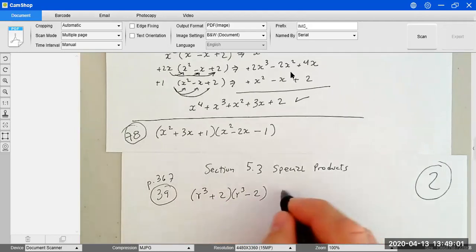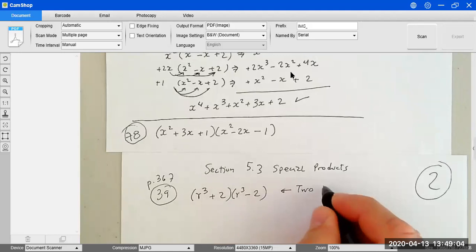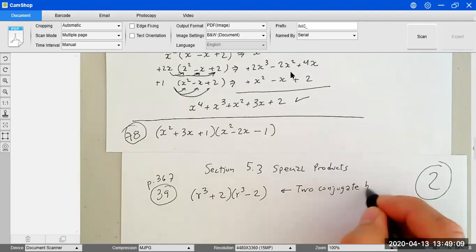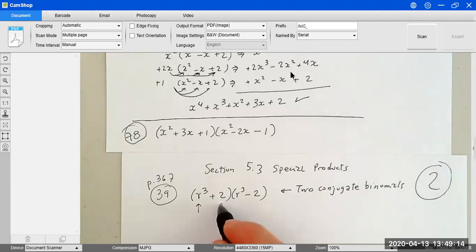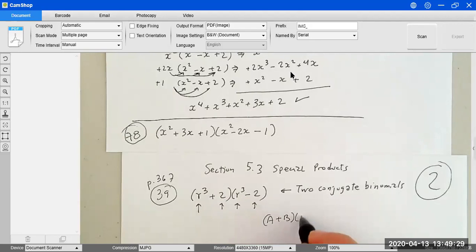So you can see here that these are two conjugates, two conjugate binomials. Why? Because the first and the last term are the same, with the difference that the second one shows a different sign in every case. So this is like having a plus b that multiplies a minus b, and we know that the answer should be a squared minus b squared.